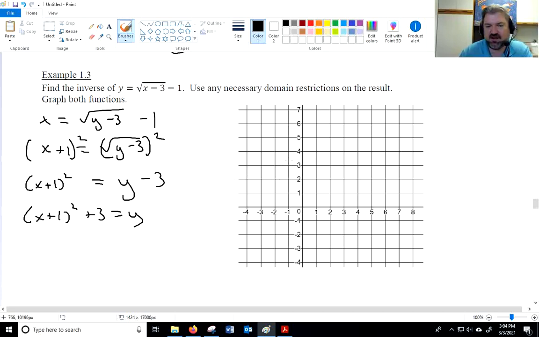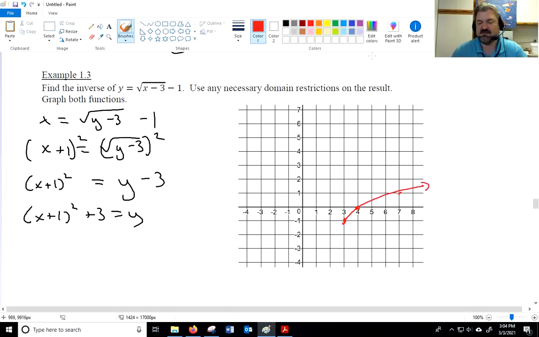And let's discuss why. The graph of the square root of x minus 3 minus 1 will look something like this. If you plug in 3 for x, that's the smallest x value you can have, you get 0 minus 1 is negative 1. 4 gives you 0. Then the next value you can do is 7. 7 minus 3 is 4. The square root of 4 is 2. Minus 1 is 1. So we get this shape like this.